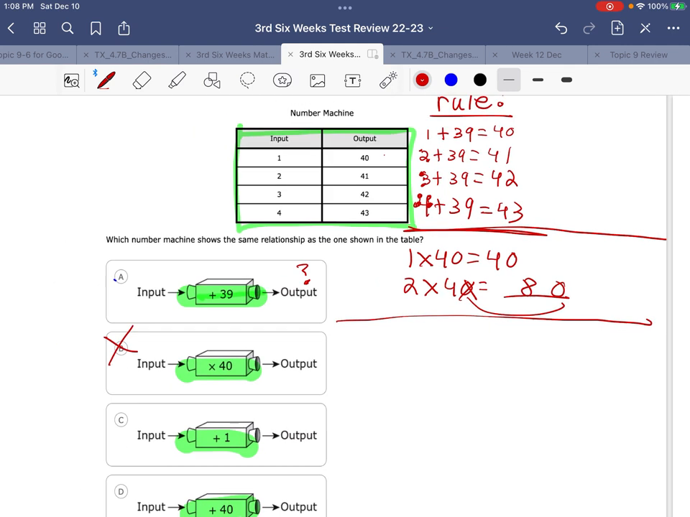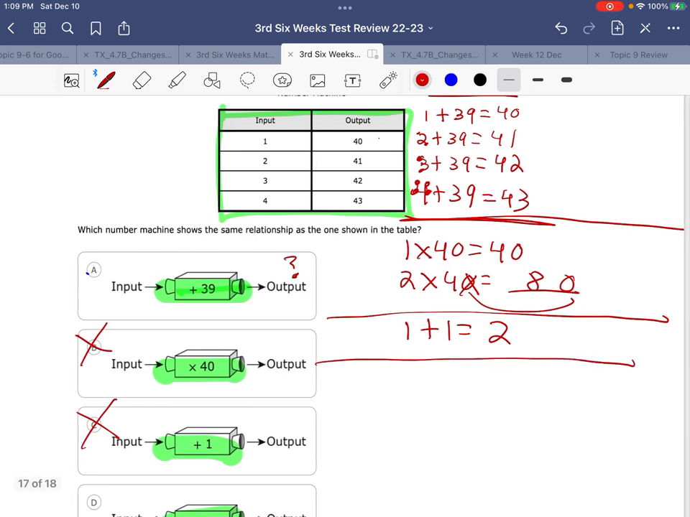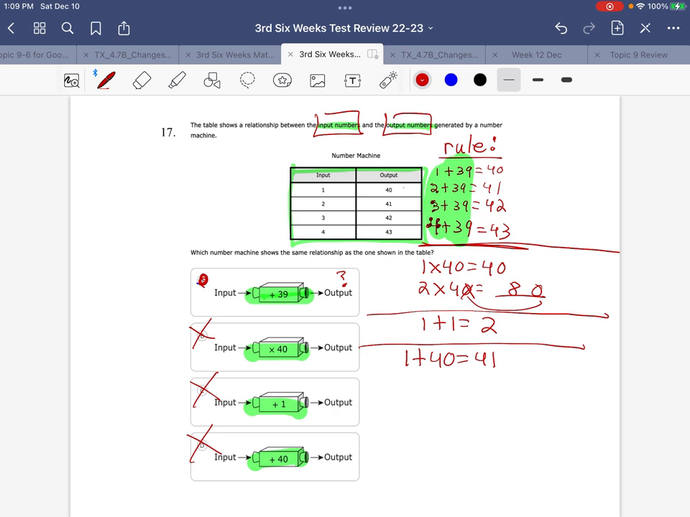Okay, let's do C. It's doing plus 1. So 1 plus 1, I get 2. Nope, I didn't get 40, so it's not C. Let's do D. Plus 40. So 1 plus 40 is 41. Nope, I was looking for 40. So my answer is A. And it worked for all of them. Okay, so my rule I can say is plus 39.